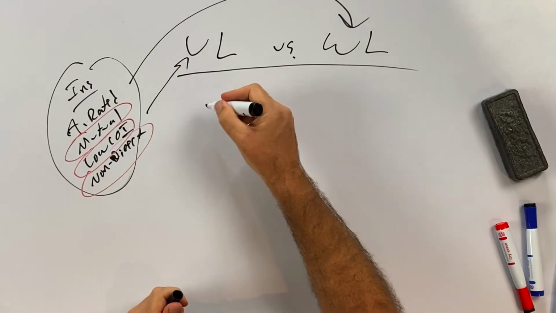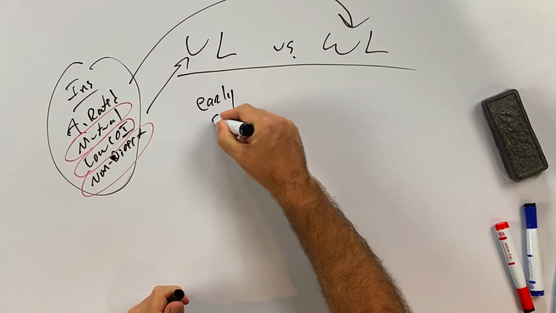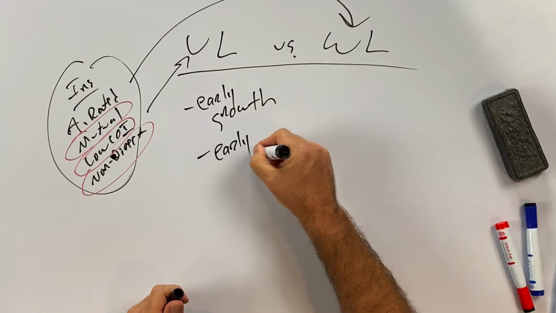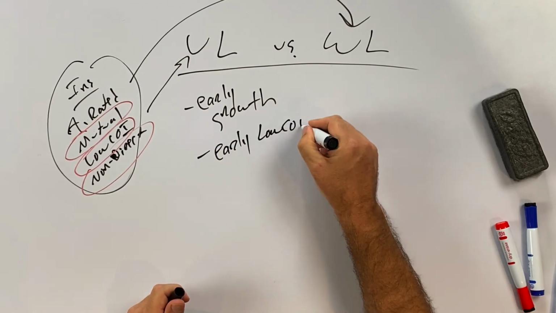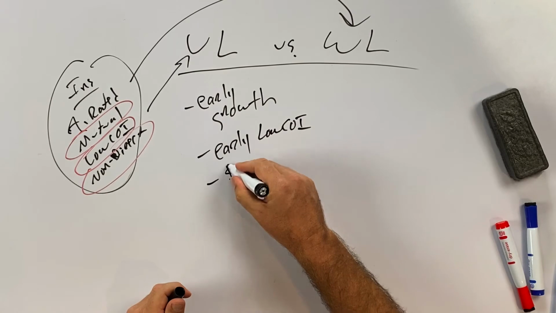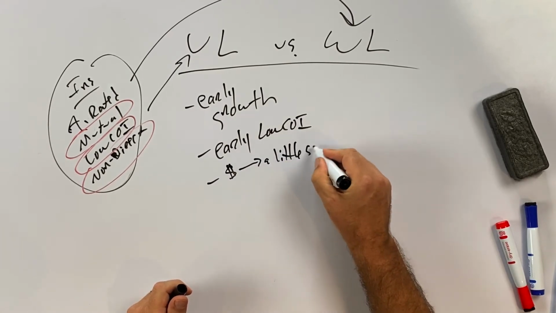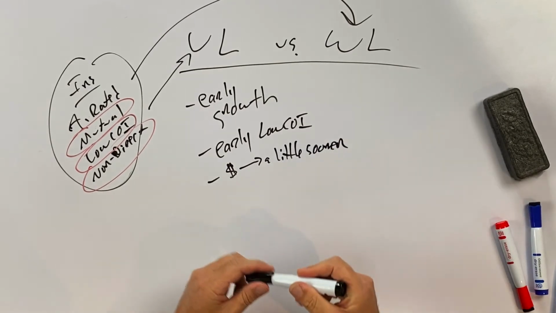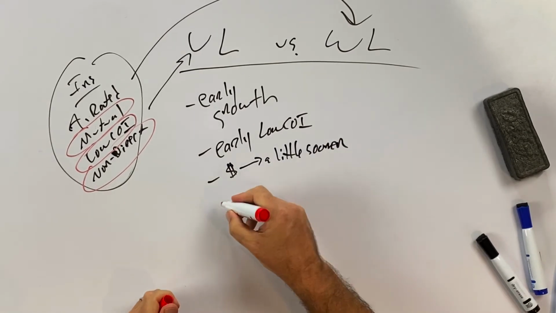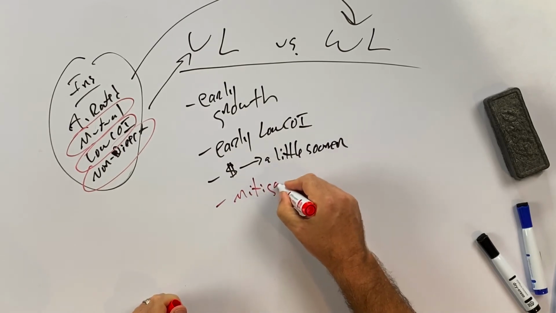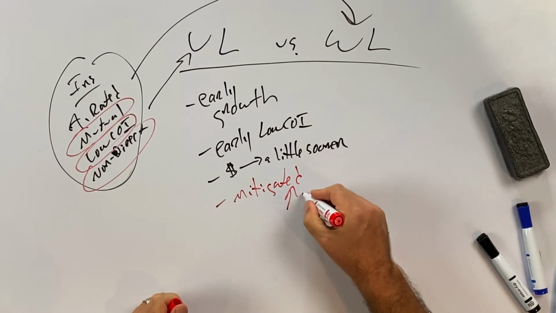So some of the positives with the UL, they do have some really good early growth potential. That's good. They do have an early low cost of insurance. That's good. And in some cases, you can get cash into them a little sooner. Now, the way that they mitigate some of their negatives is they can mitigate their expenses with an increasing cost of insurance.